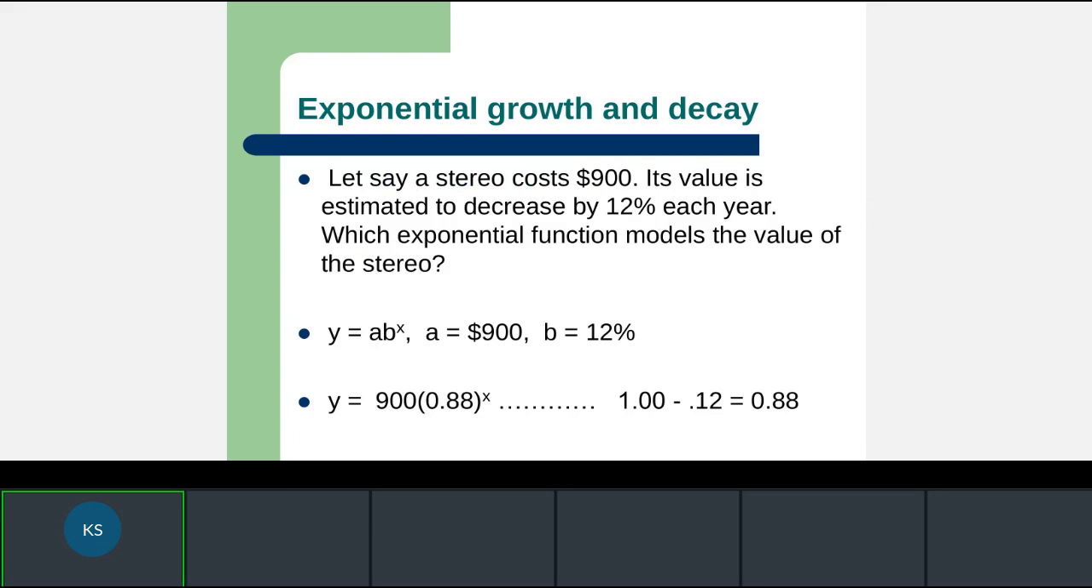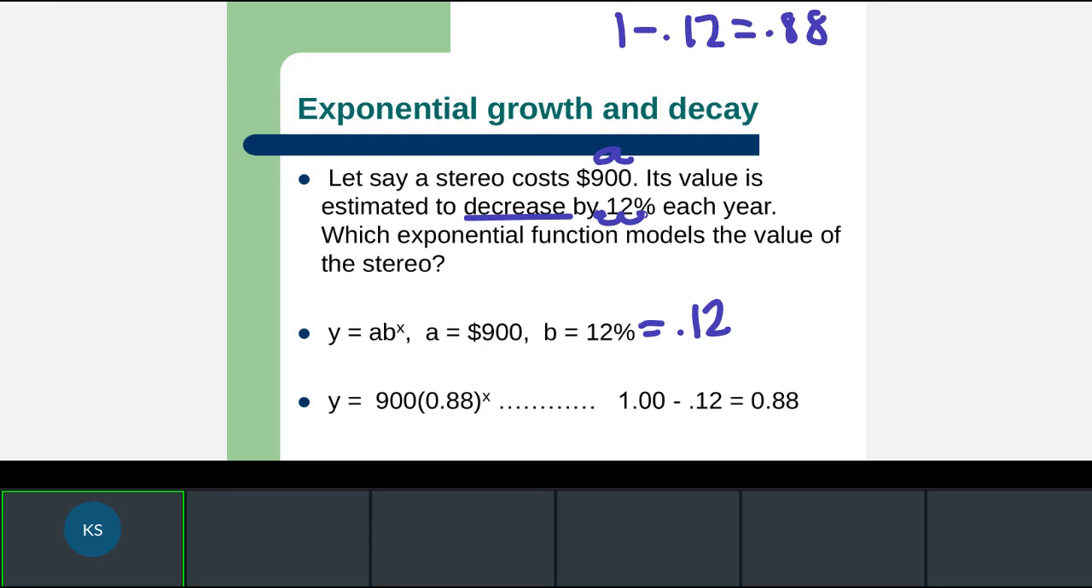Some real-world situations that we would have here. Let's say a stereo costs $900. That's our initial value A. Its value is decreasing by 12%. So we're going to take our value of 1 and subtract 12%. 12% as a decimal is 0.12. We move the decimal to the left twice. 1 minus 0.12 is 0.88.